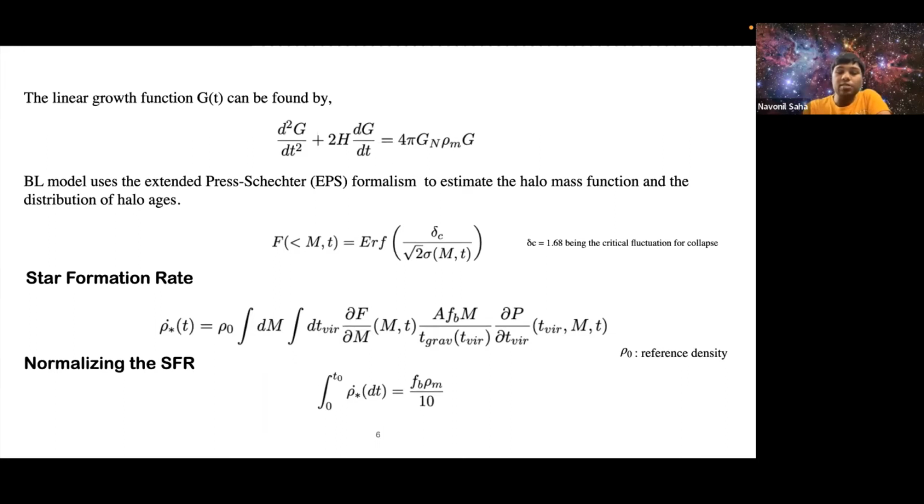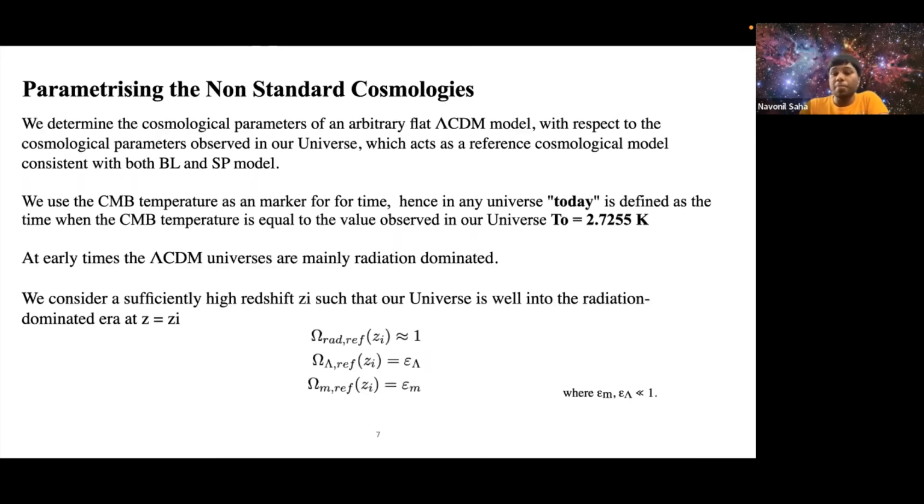Now, as pointed out in the first slide, the star formation rate is given as follows: rho of t, as you can see. The normalized SFR will be given by rho star integrated from 0 to t naught, and it is equal to f p into rho m by 10. Now here rho naught is the reference density.